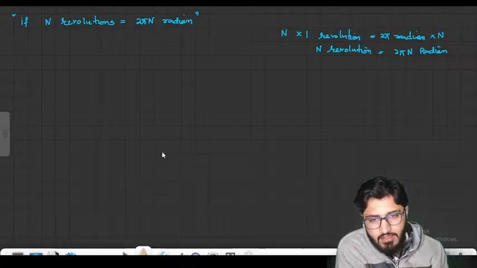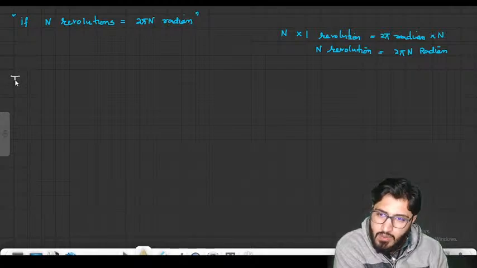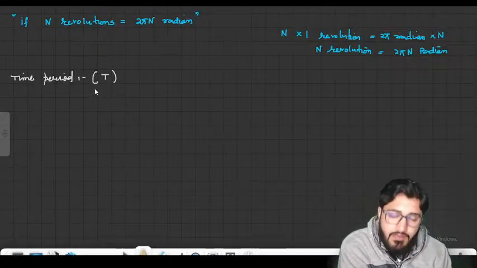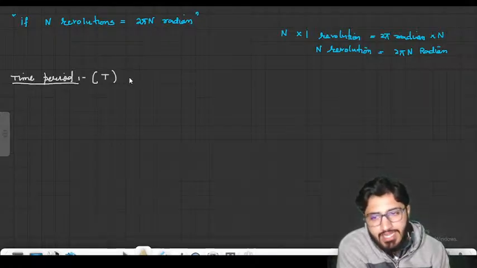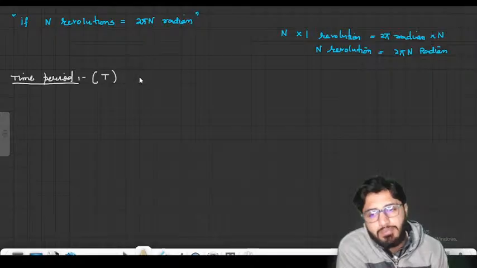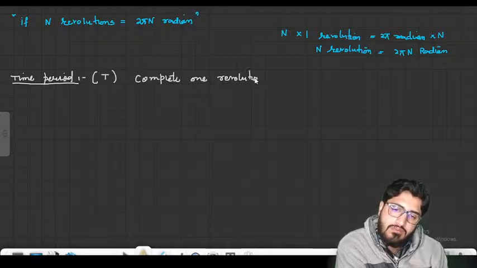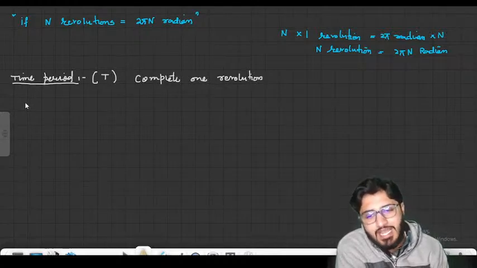So what is now time period? Time period we denote with the letter T. It is the time taken by your particle to complete one revolution. Time taken by particle to complete one revolution, that particular time is known as time period.